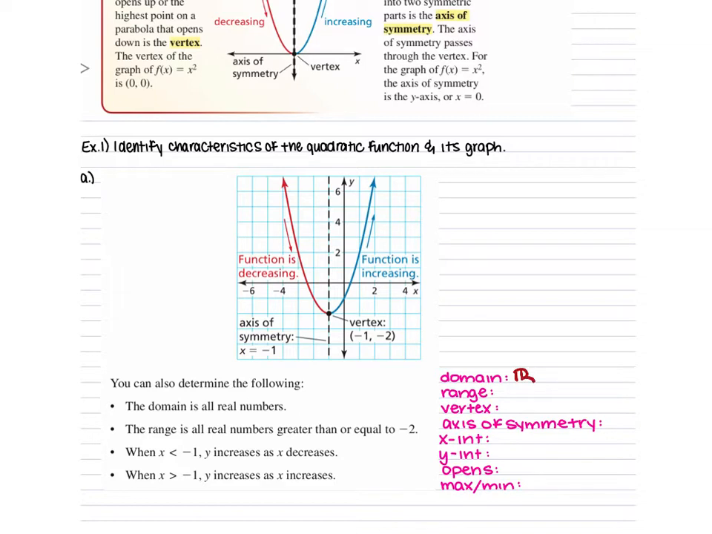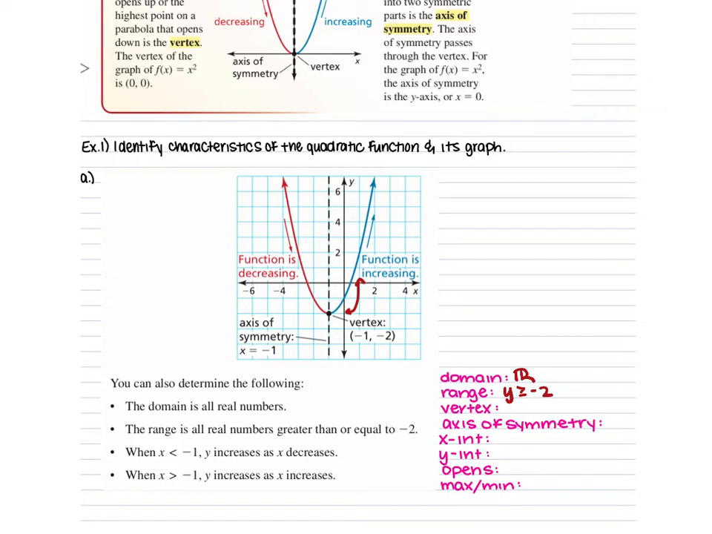Your range will be represented using an inequality. It will always deal with your y values that are being covered. So your domain is always your x values that are being covered by the line on that graph. Your range is always the y values that are being covered by that line on that graph. For here, you have a y, always y when you're dealing with range. That parabola opens up, so the lowest y value that you have there is -2. So y has to be greater than or equal to -2.